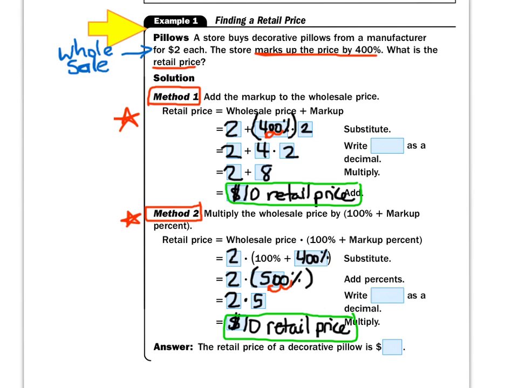Now, method 2, you would multiply the wholesale price by 100%, that's the original, plus the markup amount. And so you would take the $2, the wholesale price, and then you would multiply it by 100% plus 400%. And that together makes 500%. And then you grab the decimal point and move it 2 places to the left. So you're just doing 2 times 5, which is $10. Now notice you get the same answer no matter which way you want to solve it.